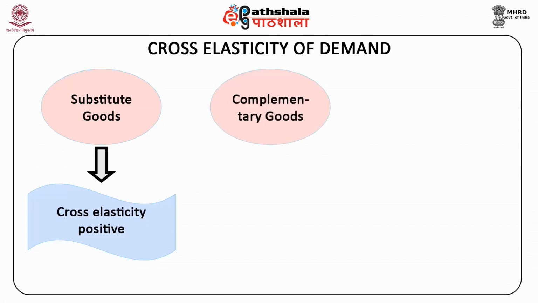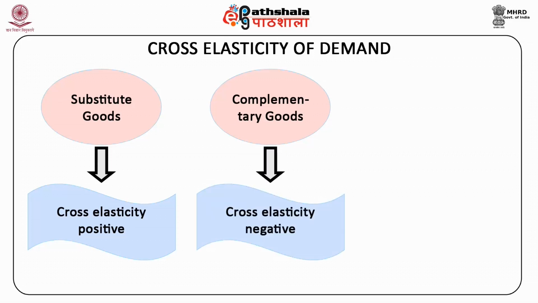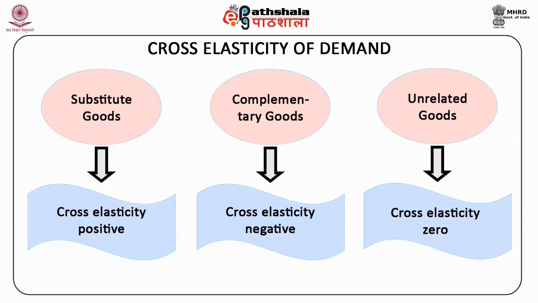In case of complementary goods, when the price of one good increases, the demand for its complement reduces because they can be used in fixed proportions. Hence, in case of complementary goods, the cross elasticity of demand will be negative. In case of unrelated goods, even if the price of one good increases or decreases, it leads to no effect on the demand for the other good. Hence, in such a case, the cross elasticity of demand for unrelated goods would be zero.